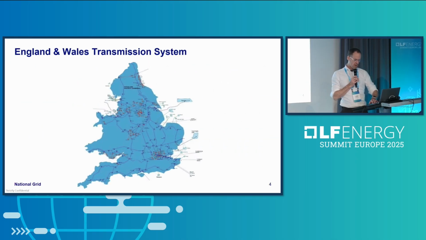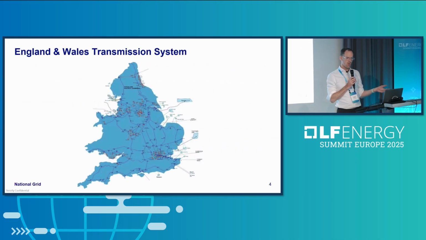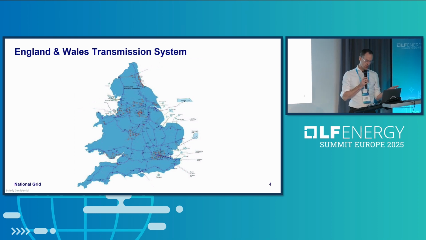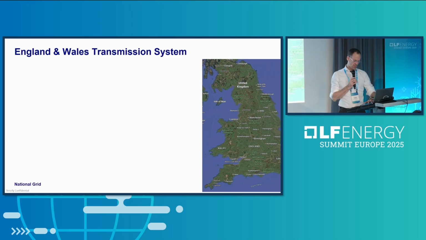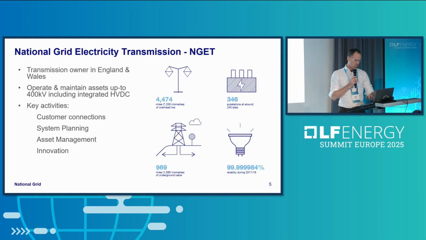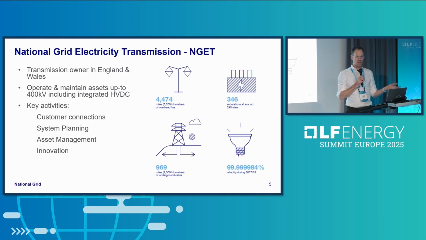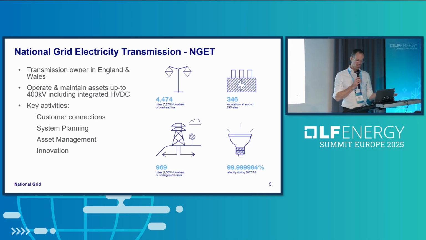Our network is mainly 400 kilovolt transmission with a few 275 kV lines, and it mainly follows our motorway network. What you see at the bottom right, that's what we're all about, availability. So that's our main concern. All the designs and the processes we put in place are to maximize the availability of our network to our customers and consumers.